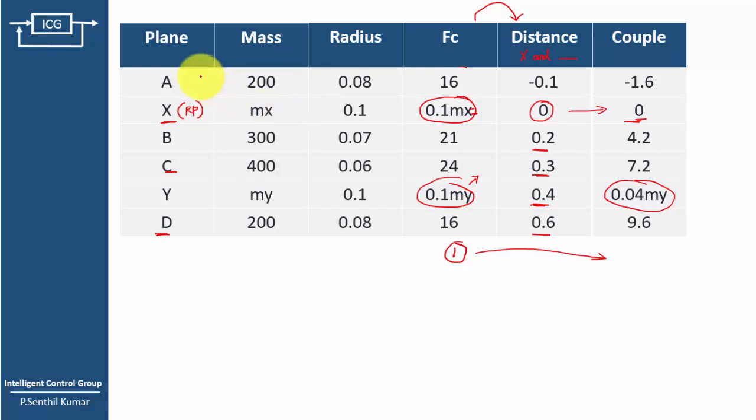Suppose I take A as a reference plane, what will happen? Again here I will get two unknowns. There would be some multiplication of mx and this is my. Then it is very difficult to solve this problem. So our ultimate aim is to choose a reference plane in such a way that the number of unknowns in the force column or couple column should be 1. Any one. Here we have two unknowns, whereas here I have only one unknown. So we have to choose the reference plane in such a way that it reduces the number of unknowns from 2 to 1. So this is how you have to choose the reference plane.